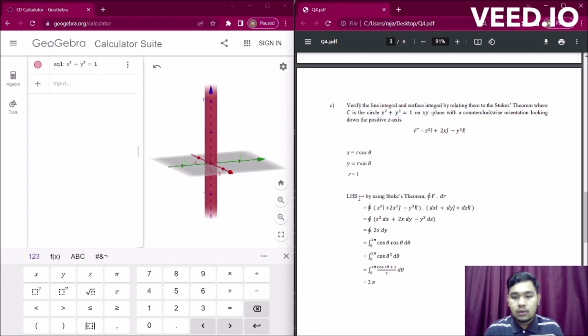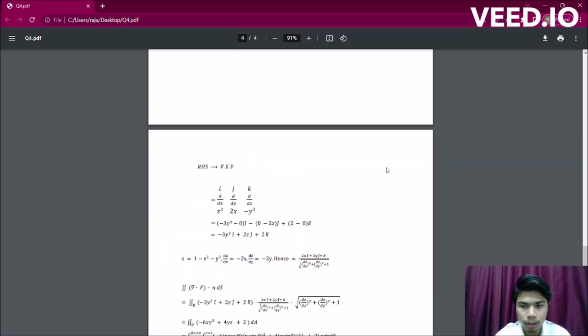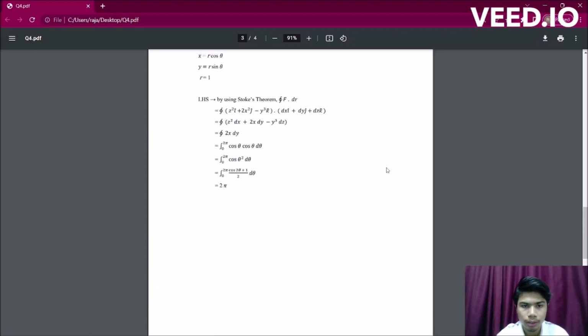Okay, next, to find the answer, we do this from the left hand side by using Stokes theorem. Okay, we use the contour integral of z square i plus 2x j minus y to the power of 3 k and dx i plus dy j plus dz k. Okay, we do the calculation and then we get the answer 2 pi. Now we must verify the answer for the left hand side.